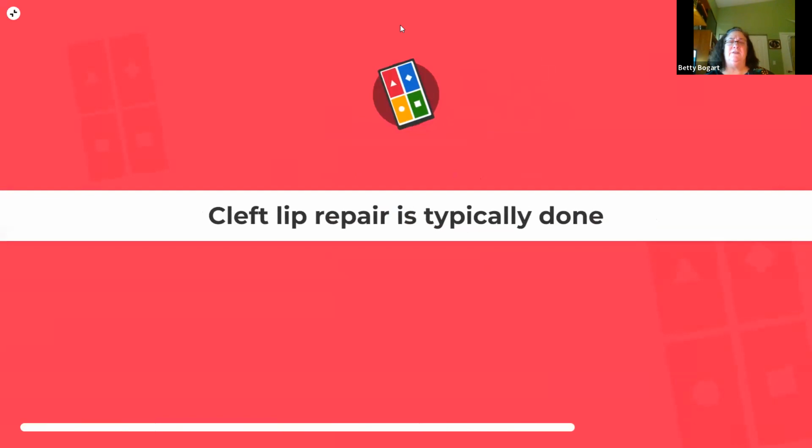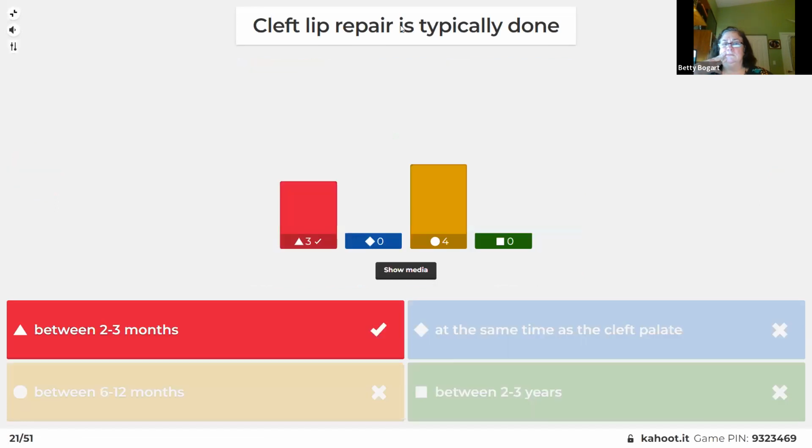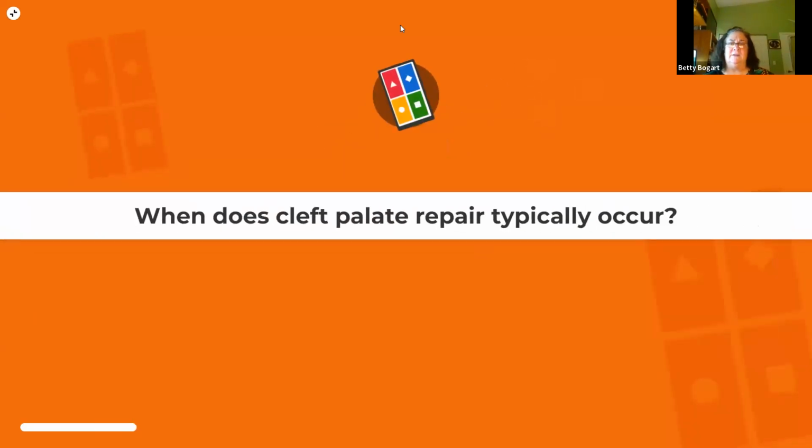Cleft lip repair is usually done when? And that's about 2 to 3 months. We want to get that sealed because remember, in anything, we always want a child to be able to suck. That's the way that they calm themselves down, stress relievers.